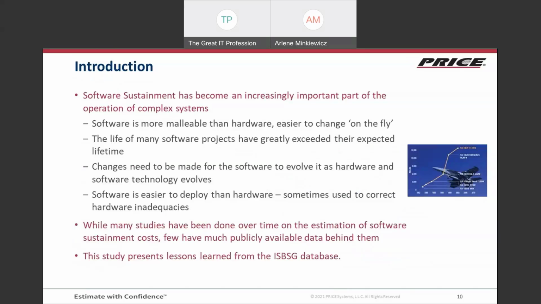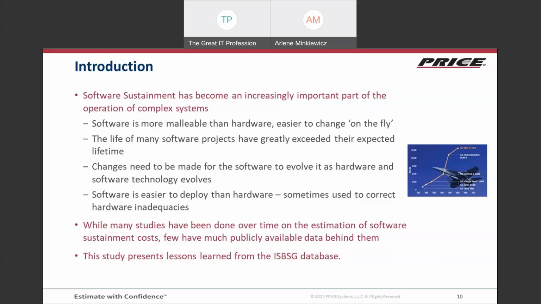So obviously, software sustainment has become an increasingly important part of the operation of complex systems. There are lots of reasons why this is. Software is more malleable than hardware. You find a problem in a tank, you have to bring all the tanks back in and fix them. You find a problem in software, you fix the problem, and you can deploy that solution to all of the platforms that host that software. Many software projects have greatly exceeded their originally expected lifetime, making maintenance, updating, and support much more important.